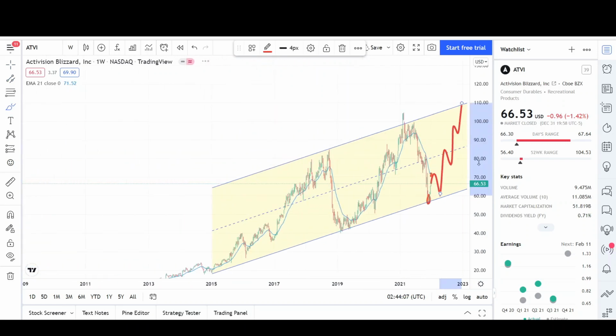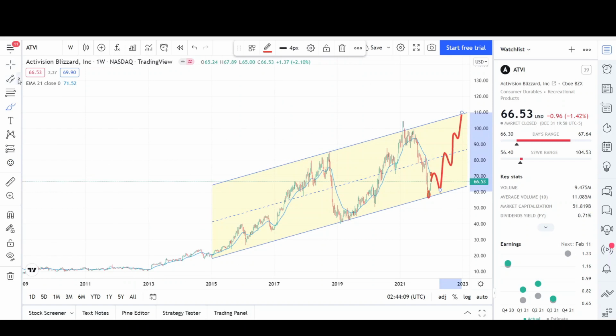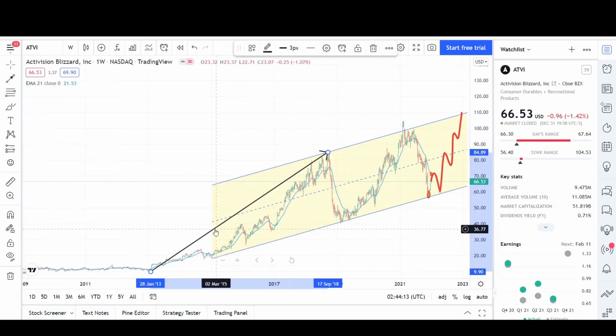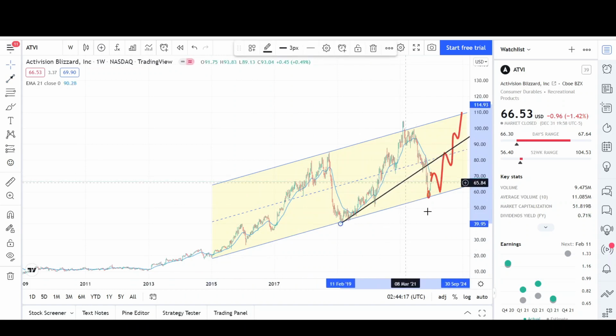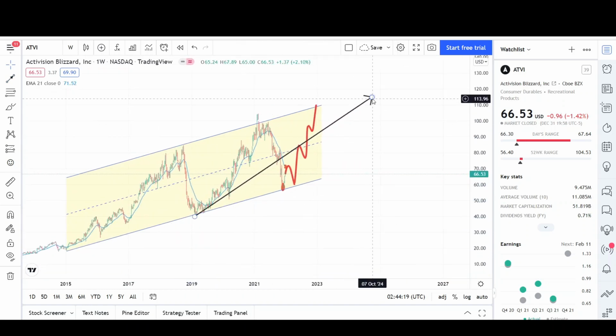But even then, I still expect Activision Blizzard to hit the 114 level because I see this measured move in play. You can see that this would be the first leg up, and this would be the second leg up right here. And the target for Activision Blizzard in the long term is at the 114 level.